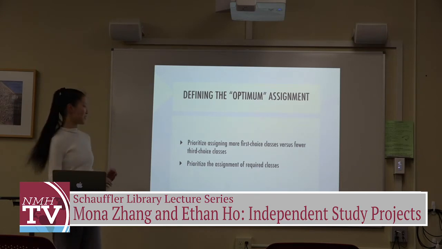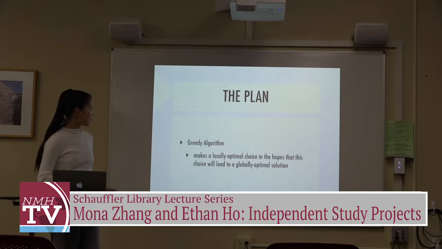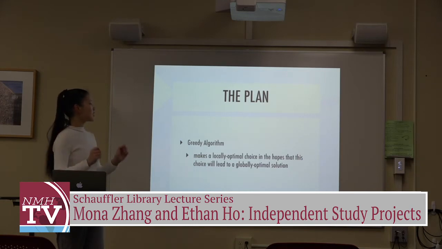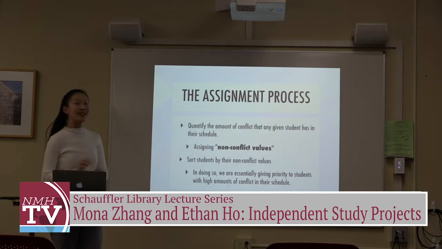So that was one of my points. And the second one was prioritizing the assignment of required classes as well as special electives, like select performing arts groups or things like that, where those would probably take priority because they're not offered any other block. So I had a plan. My plan was to go about this through a greedy algorithm approach. A greedy algorithm makes locally optimal choices in the hopes that these choices will lead to a globally optimal solution. So it may or may not work, but hopefully it will. It generally should, or get pretty close.